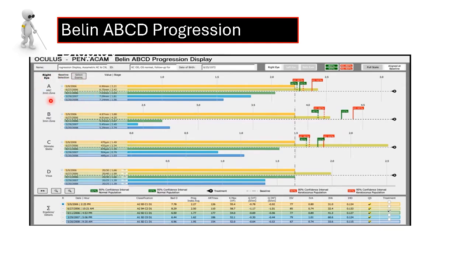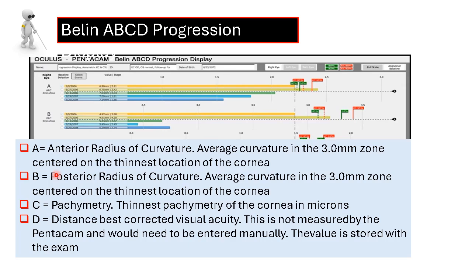For example, A stands for the radius of curvature of the anterior surface of the cornea, B for the back surface of the cornea, C for the thickness, and D for the distant visual acuity, which is manually placed by the doctor and not generated by the machine itself.